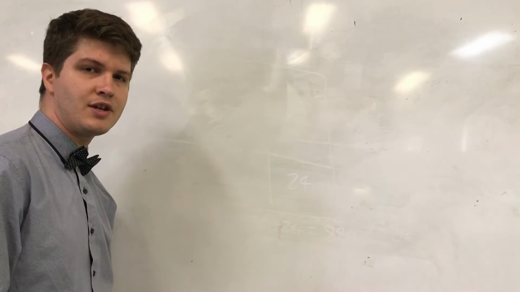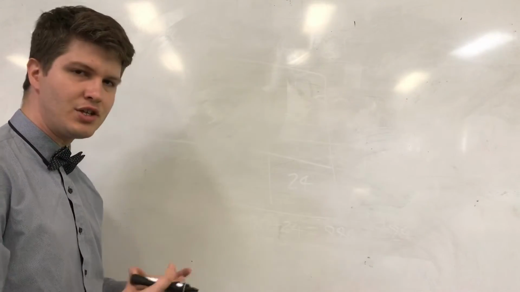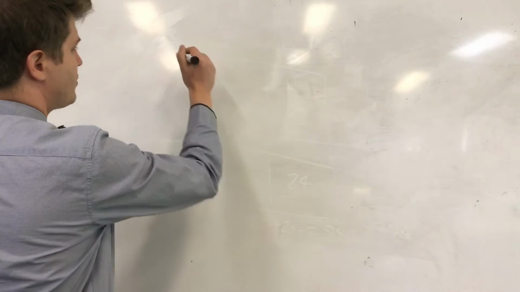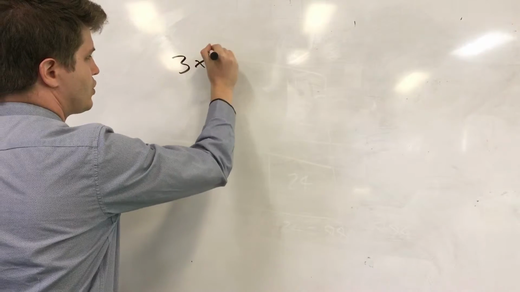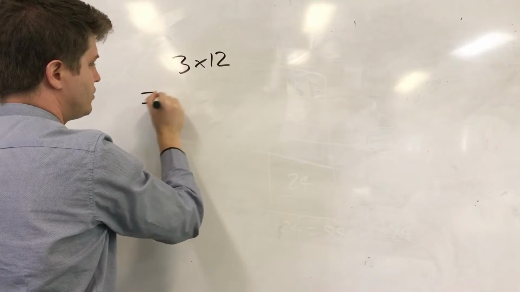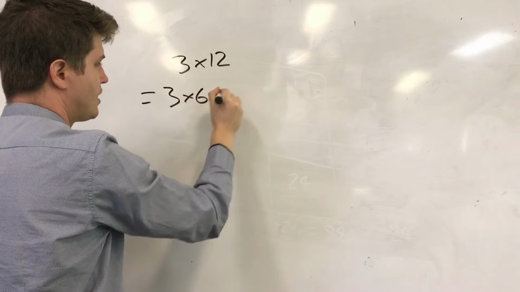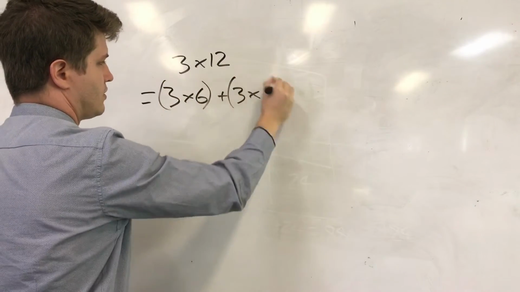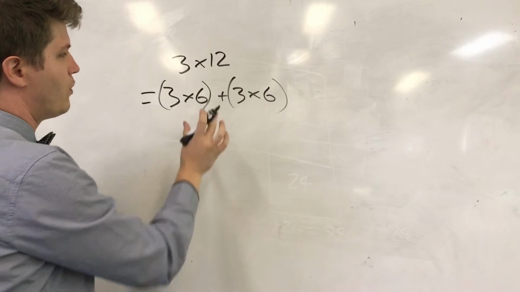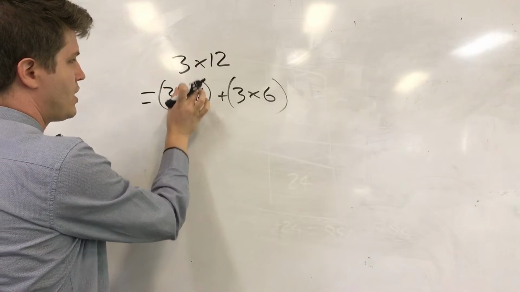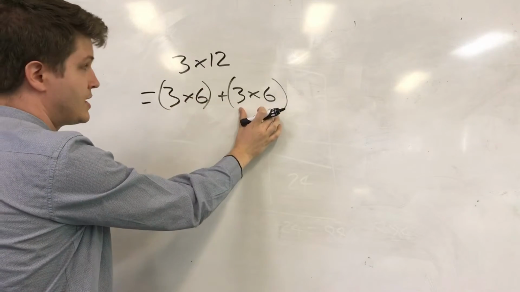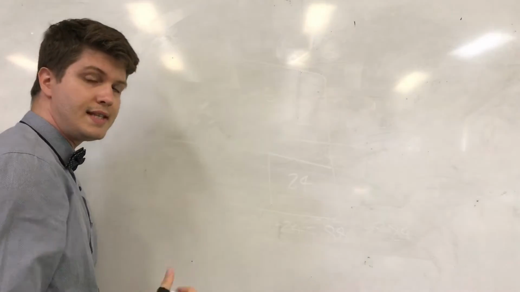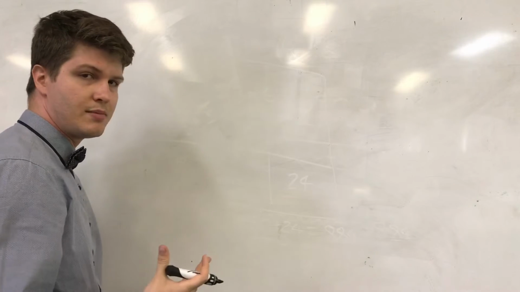Our advanced multiplication strategies rely on this essential understanding that we can break numbers up when we multiply. So for example, something like 3 times 12, well that could equal the same as 3 times 6 plus 3 times 6. The reason that works is, if you think about it here, we have 6 threes, we have 6 threes here. How many threes do we have altogether? 12.